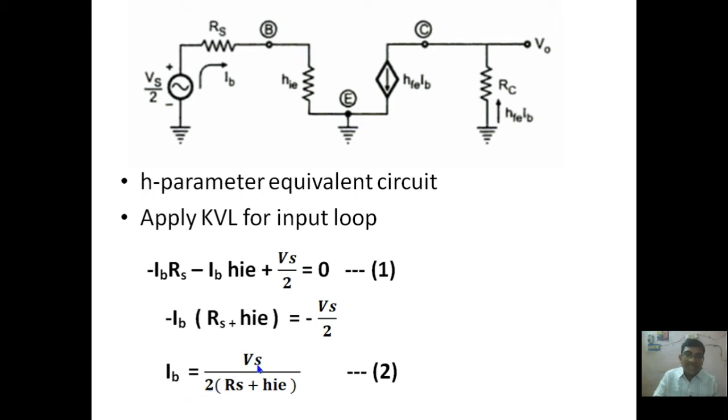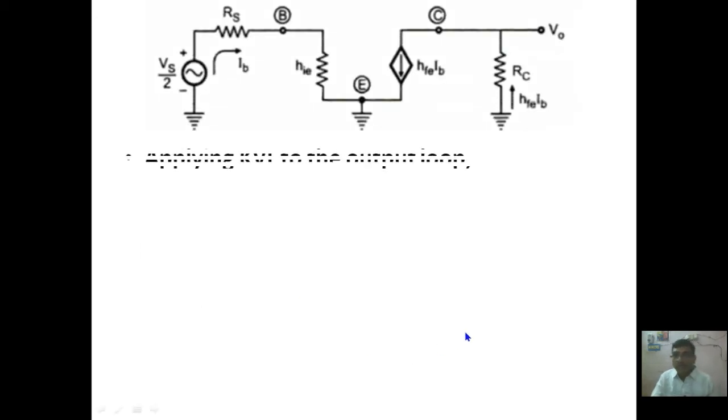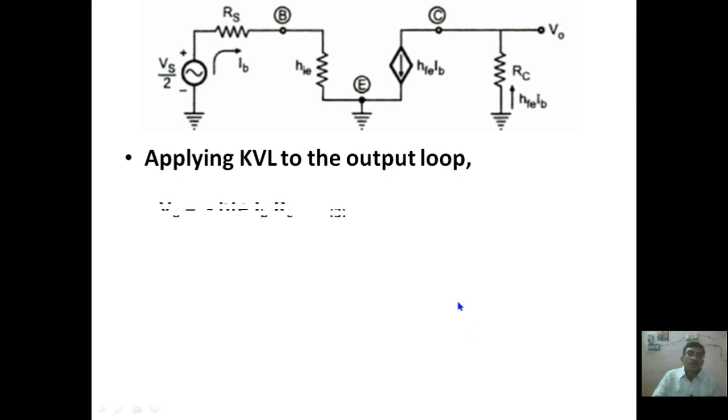Okay, IB is equal to Vs by 2 into Rs plus HIE, which is equation number 2. Now we are going to apply KVL for the output side loop. Here only one current and one voltage, V0, is present. V0 is the voltage across the RC resistor, so V is equal to IR. Similarly, V0 is equal to minus HFE IB into RC, because the direction of current is opposite here. That is equation number 3.